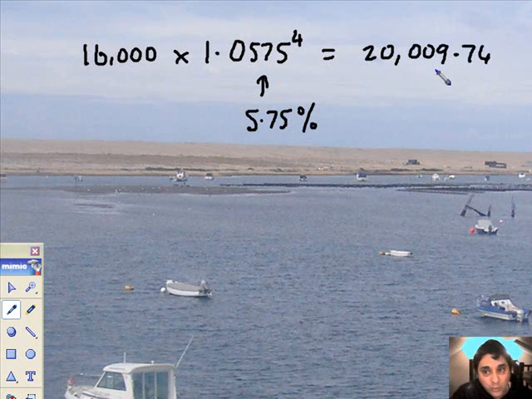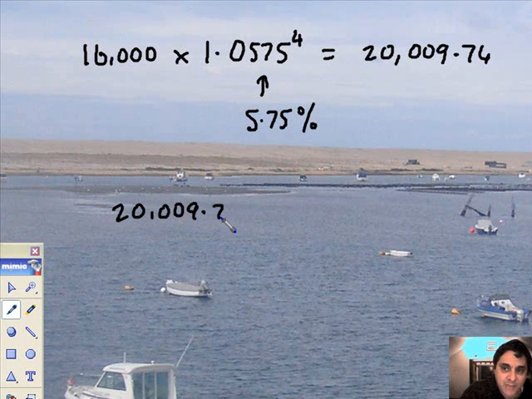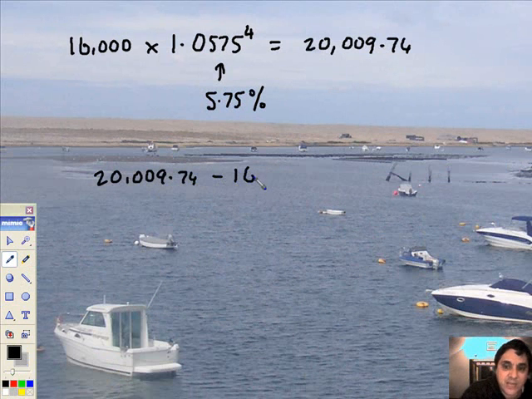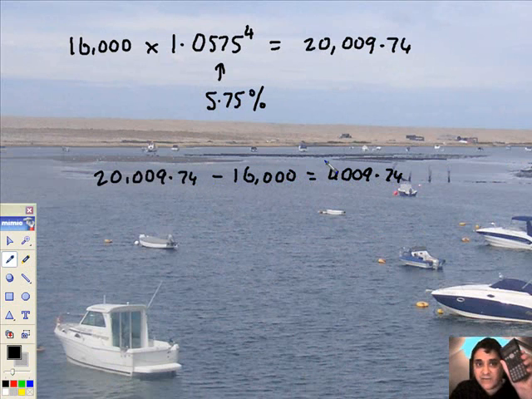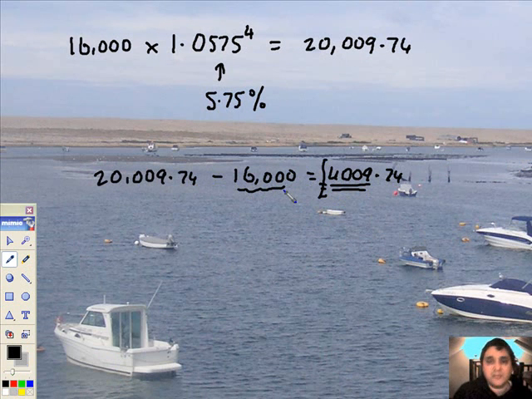Now that's how much is in the account. I didn't earn all of that, I earned the difference. So £20,009.74, take away the original 16,000 that I put in. I can see I've earned myself £4,009.74, and I didn't even use my calculator. Is that alright? So that is the compound interest on top of the 16,000 that I put in originally, and that's question 4 as a starter.